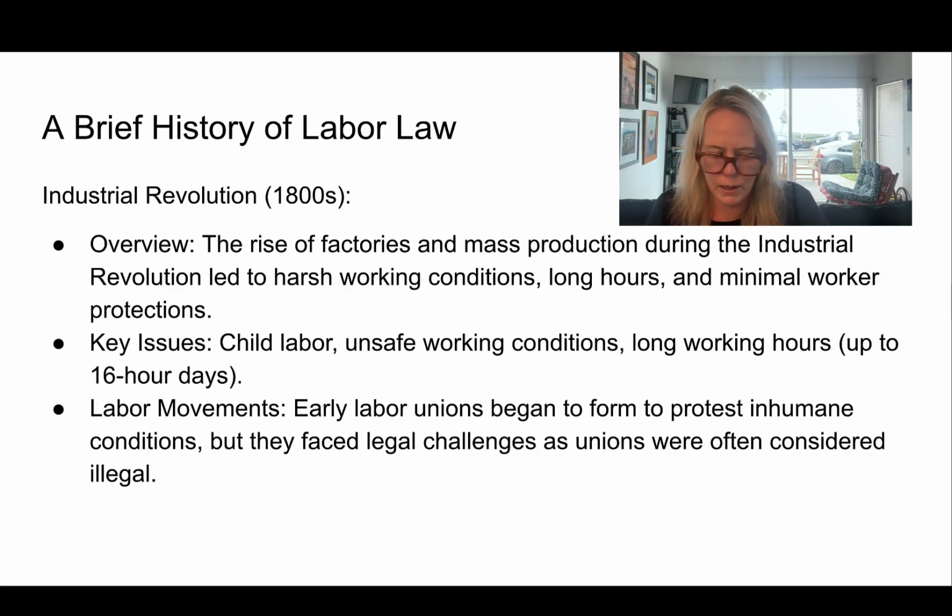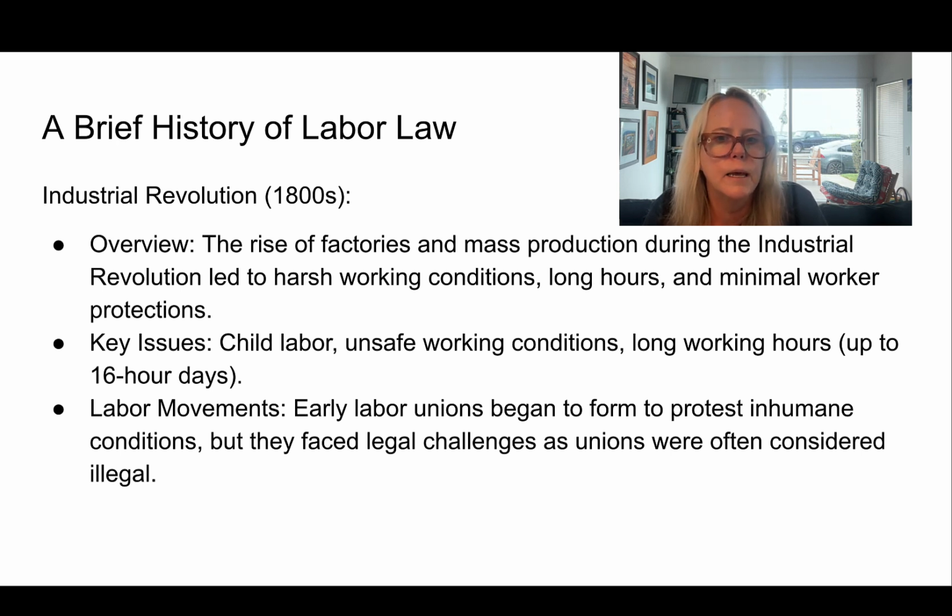Moving on to labor law. Labor law is really about the creation of unions in the workplace and the work done by organized labor. Back in the Industrial Revolution, when factories were really starting to ramp up and we were starting to come into an age of mass production, working conditions were really harsh. People worked long hours for very little pay, and there were minimal worker protections. So things like child labor was common, unsafe working conditions, and people worked up to 16-hour days.